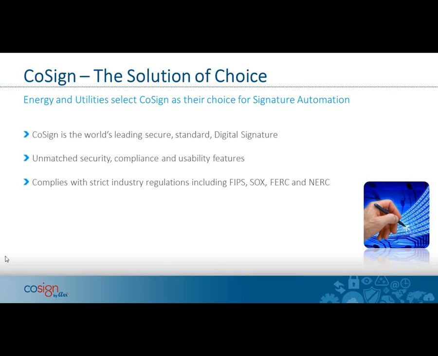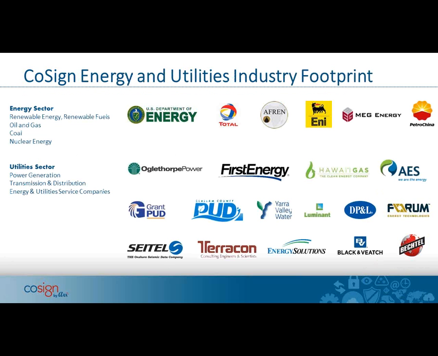So with that, you can go to the next slide, Brian. To give you an idea of who some of the customers are using Cosign today. And again, this is just a sampling. So you can get a sense in the energy space, first and foremost, we're being used by the Department of Energy. By different organizations or different sites within the Department of Energy, but it's very heavily being utilized. Organizations like PetroChina, Meg Energy, several others there within the energy space. Within the utility sector, we're being used by power generation systems, as well as service companies.